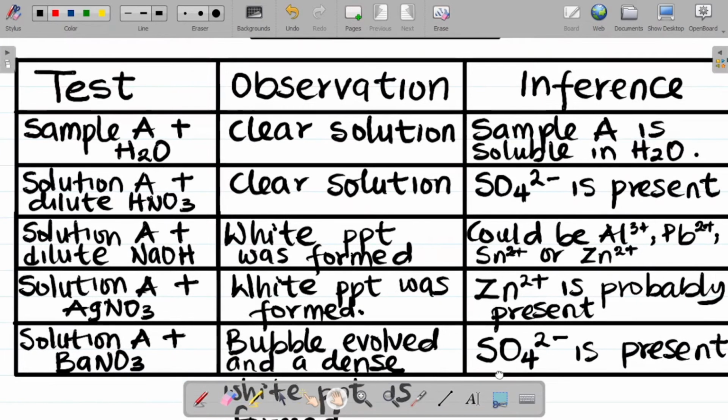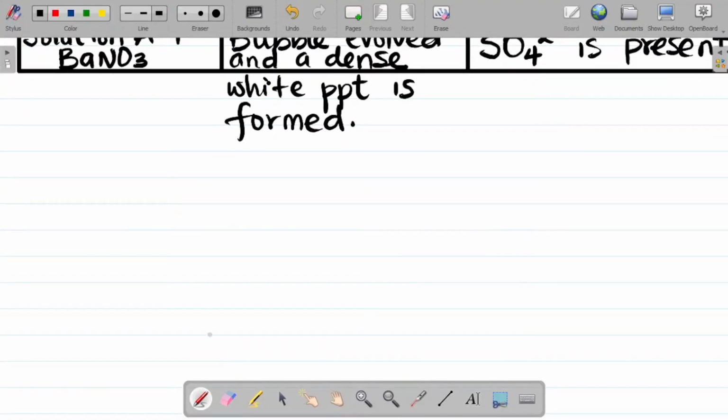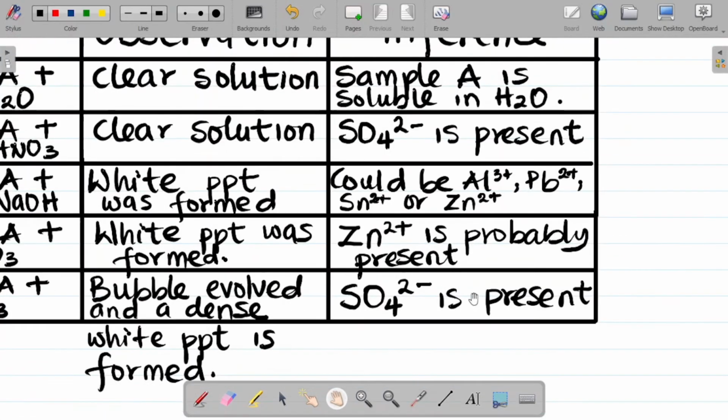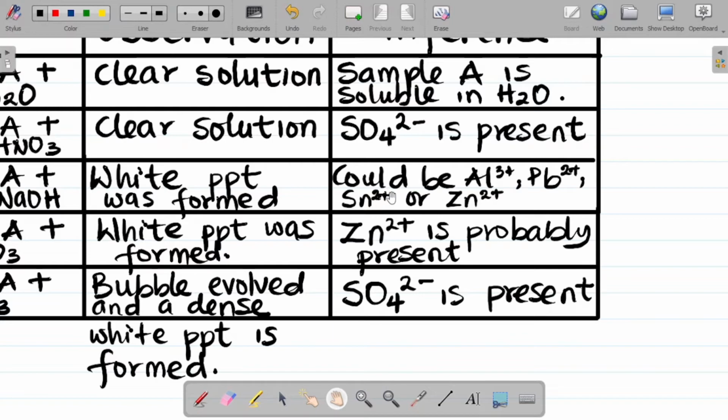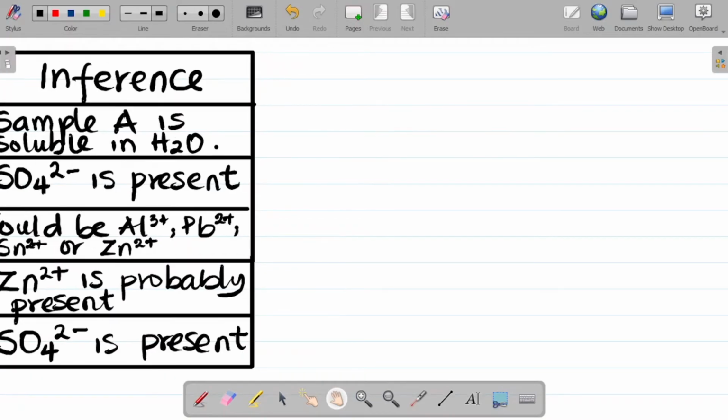So after this, you'll be asked to put your conclusion. If you have all of this inference, what do you think sample A, or substance A, is? To get your conclusion, just go back to all my inferences. This is how this works. First things first, before you get your compound, notice that a compound is formed when a cation, being positively charged, combines with an anion, being negatively charged. When they combine, they form your compound.